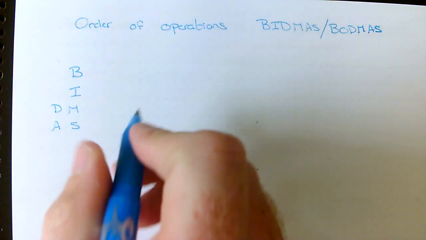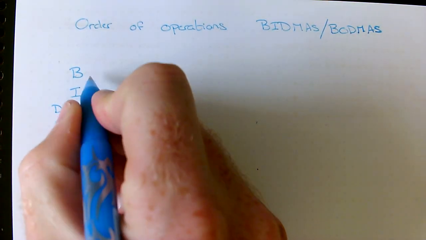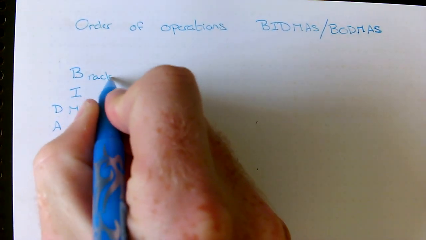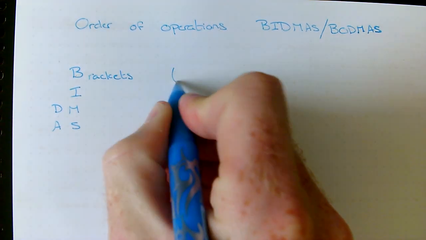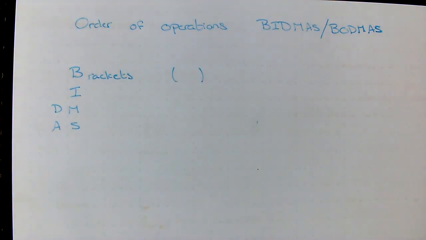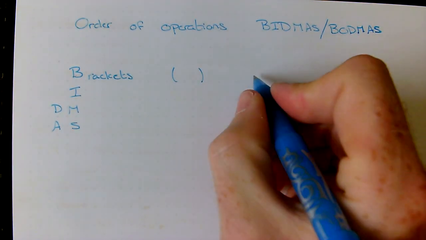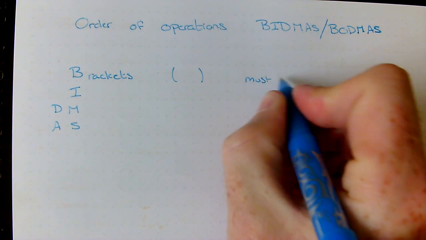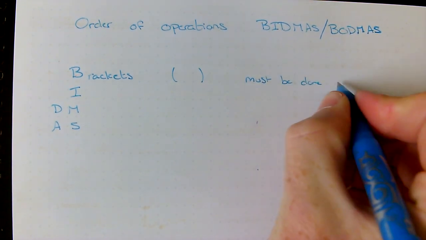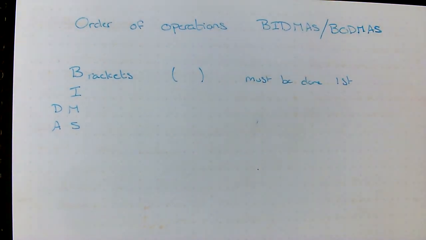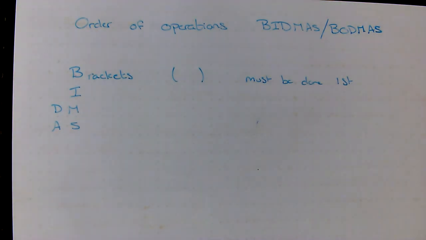So, the B, that stands for brackets. Okay, so we've got some pair of brackets there. Okay, and our pair of brackets, they must be done first. Okay, so the first thing we look for is brackets. Are there any brackets? Right, whatever's inside the bracket, we do that bit first.